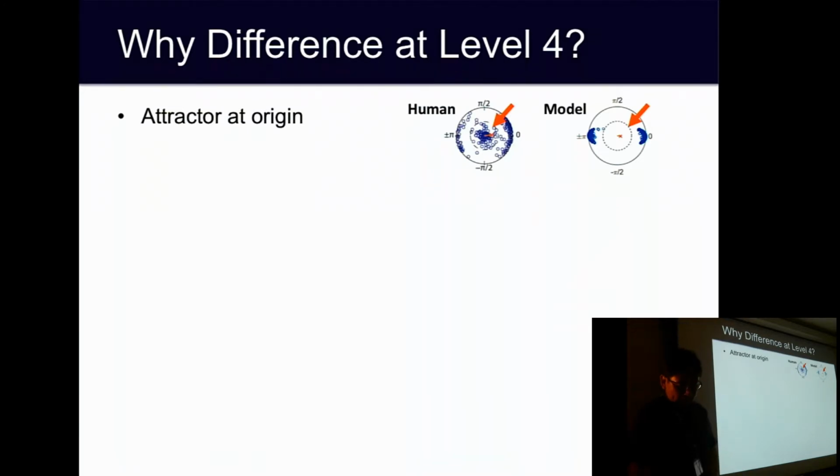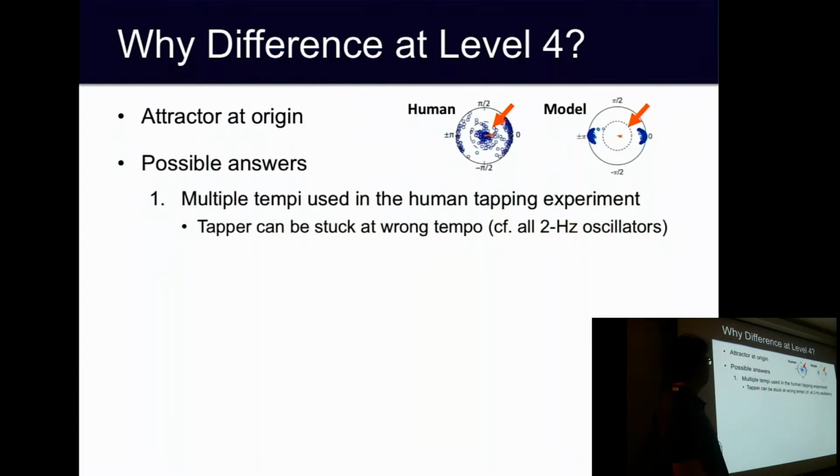So this is the last point here. We noticed the difference between human and model about the points near the origin. There could be multiple possible answers. In the human tapping experiment, multiple tempi were used. So maybe human tappers could be stuck at some wrong tempo if the tempi changed a lot between trials.